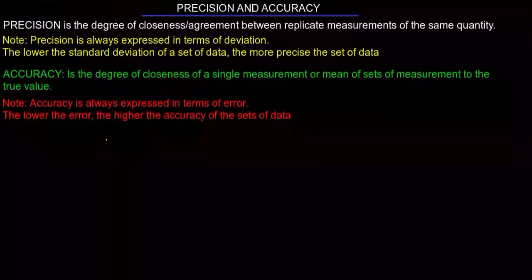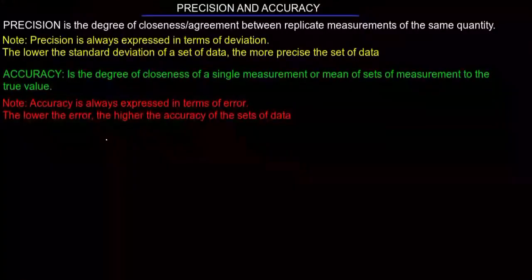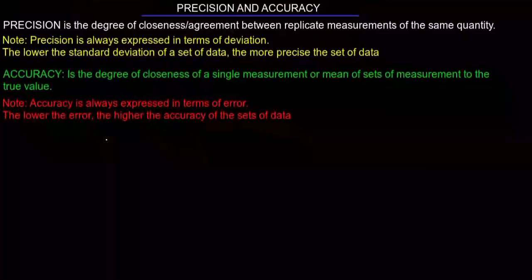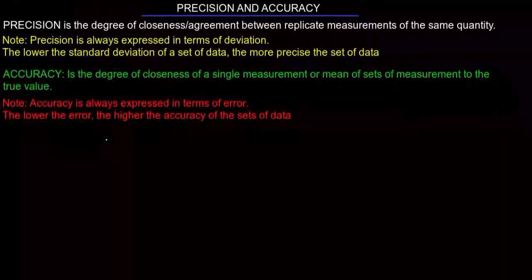Can you still remember your titration? Whenever you take your reading and you are recording the titer value, if you observe that your values are very, very close to each other, that means your values are precise or have high precision. But if they are too far away from each other, we say your value has low precision. So if you take replicate measurements, the degree of closeness or agreement, how close your data are to each other, is what we call precision.